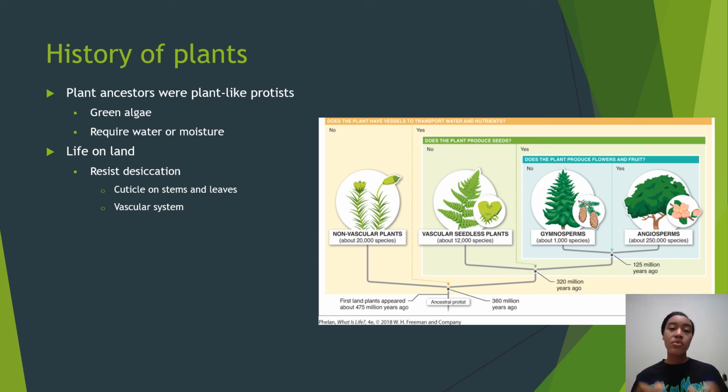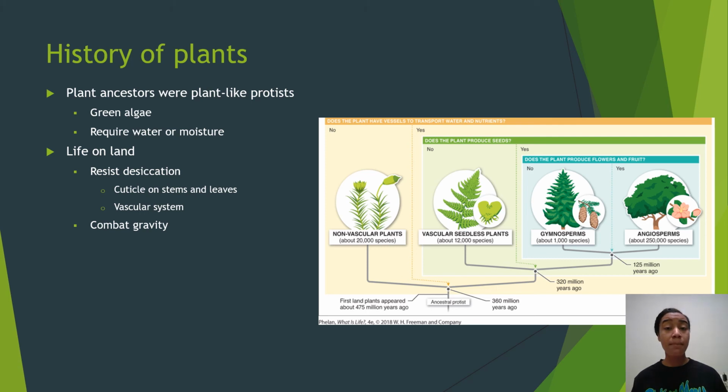If you are a protist and you're living in the water, you don't have to worry about drying out. You live in water. But if you're now going to be living on land, you have to be able to protect yourself from drying out. And so plants developed two characteristics that allowed them to live on land. One, a vascular system, which allowed them to obtain nutrients and water from the soil to prevent drying out, but also a cuticle that surrounds their stems and leaves. And this cuticle prevents water from readily evaporating from the tissues.